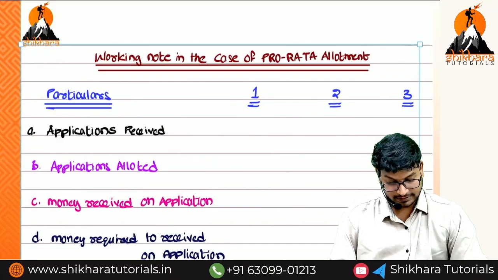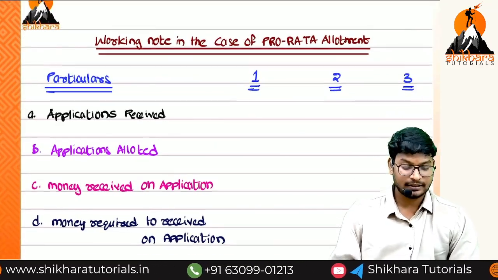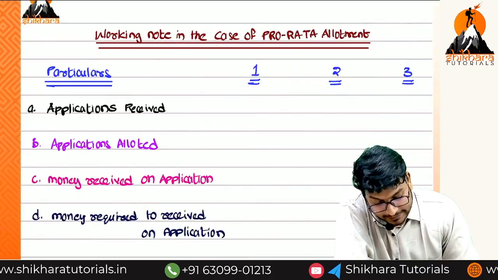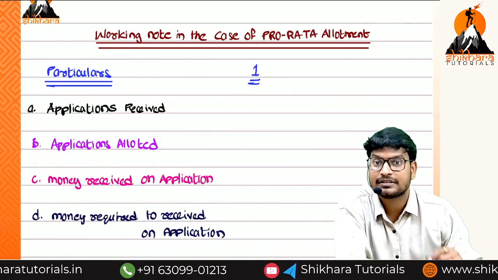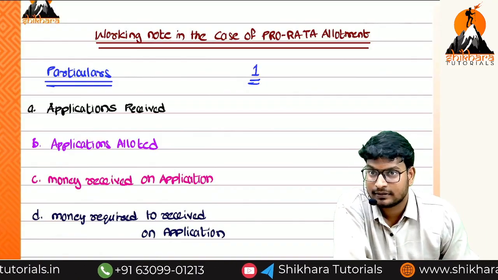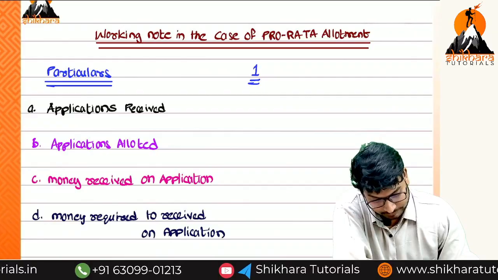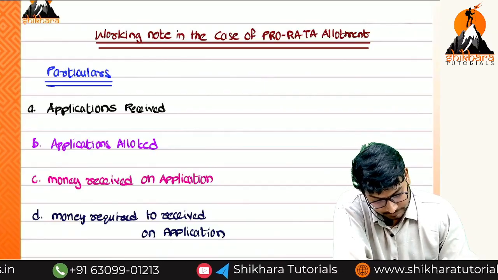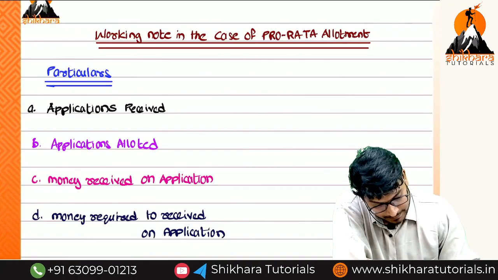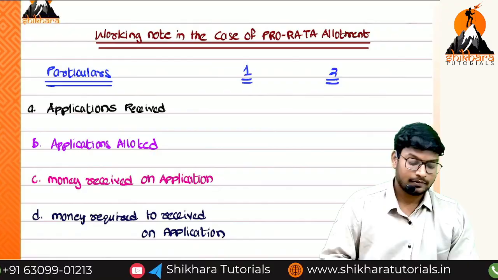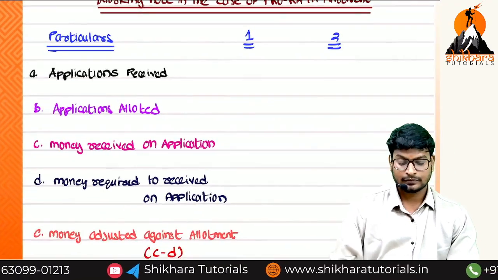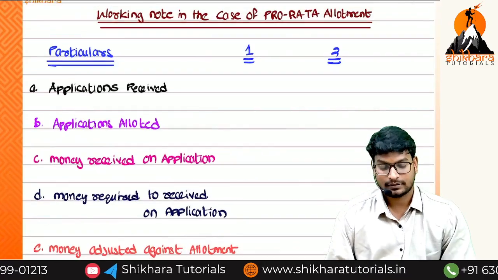So working note in the case of pro rata allotment, how many categories we are having, ma? We are having only 2 categories. Some of the applications we outrightly rejected. Yes or no? Please take a note of it, ma. Fastly.